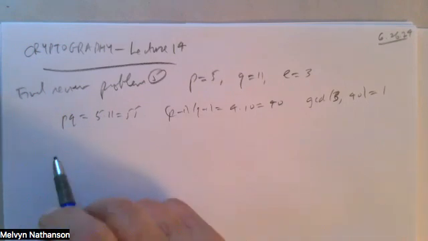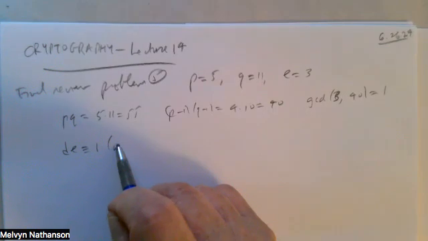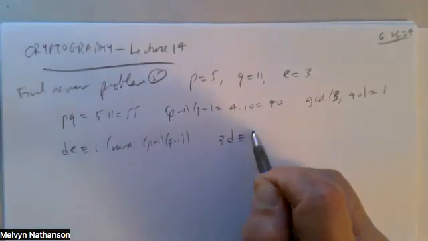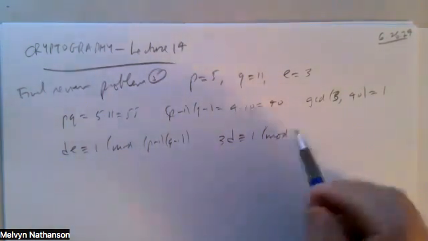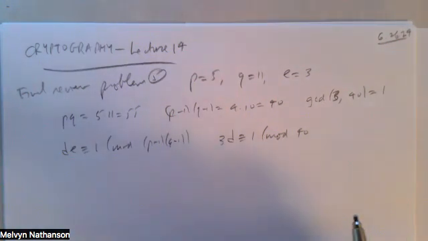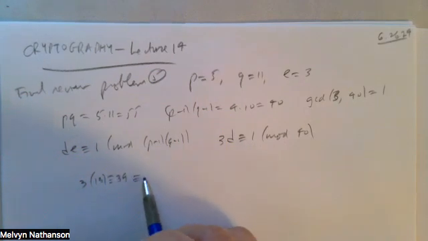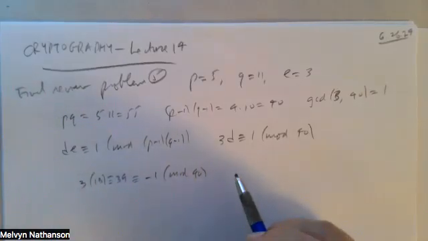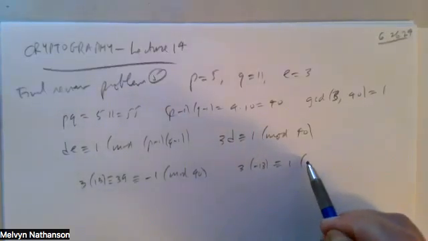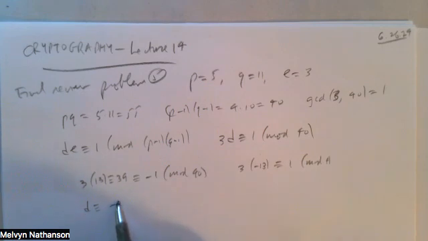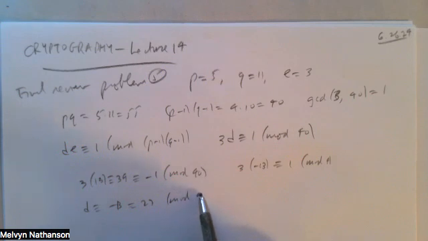What's the smallest positive integer D? You want to solve DE congruent to 1 mod P minus 1 Q minus 1. So E is 3. You want to solve 3D congruent to 1 modulo 40. You can do it the long way or the short way. Short way is just to see how to solve the problem. You notice that 3 times 13 is 39, is the same as minus 1 mod 40. So 3 times minus 13 would be plus 1 mod 40. So D can be any number congruent to minus 13, or 27 mod 40.